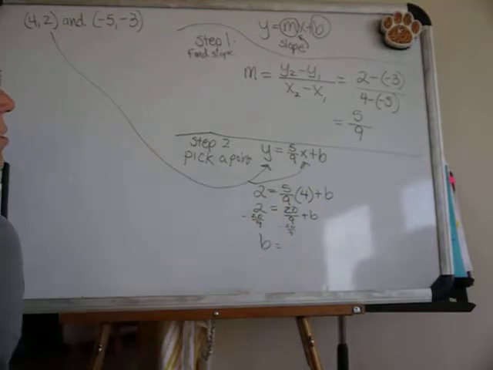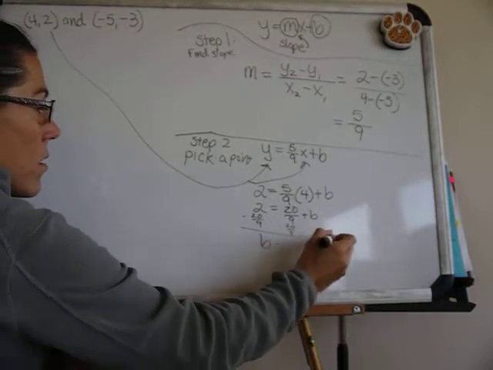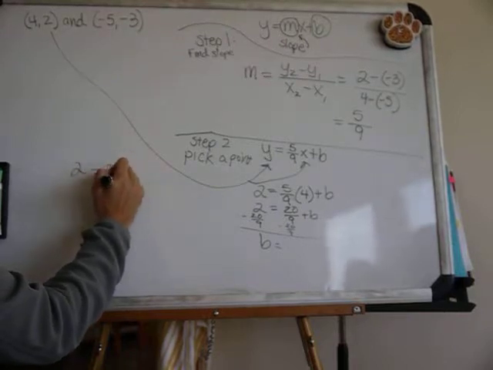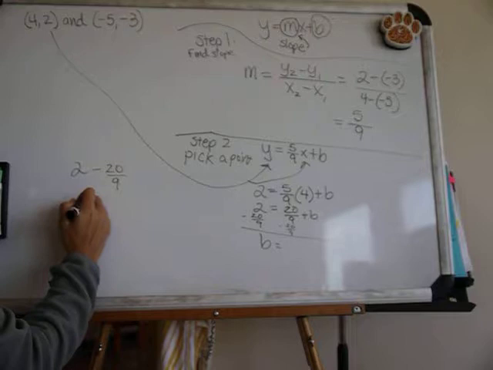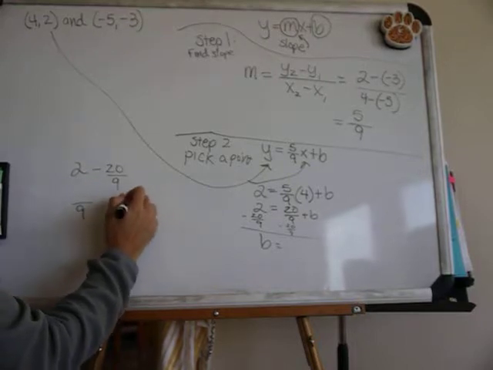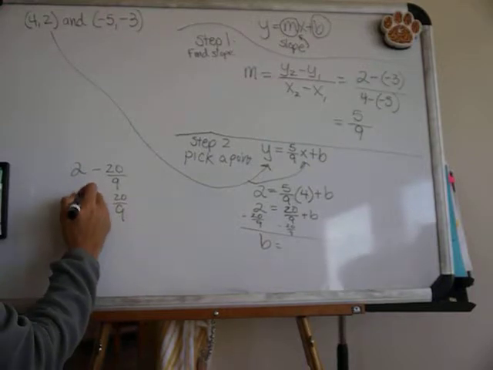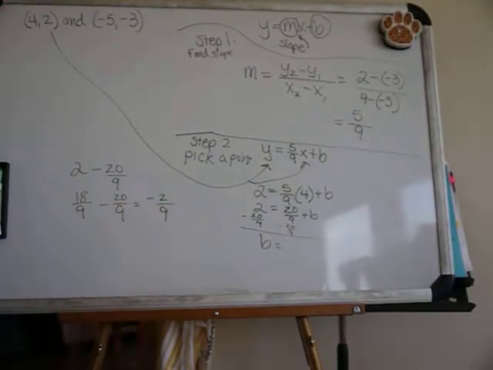This is where I lose a lot of people because they didn't learn their fractions very well. So I'm going to do it over here. 2 minus 20/9. Well, they need to have the same bottom. So I'm going to have 9ths be my bottom, right? So 18, yes. So we get negative 2/9.